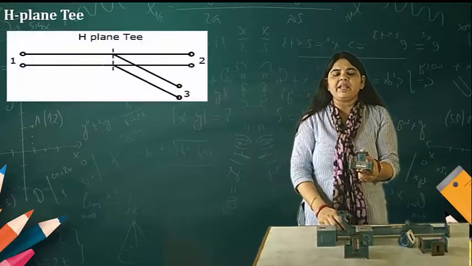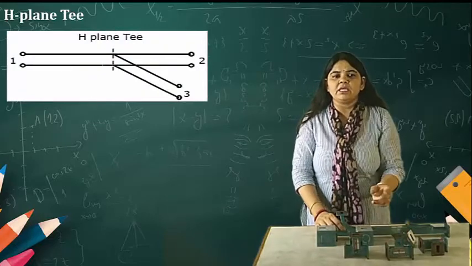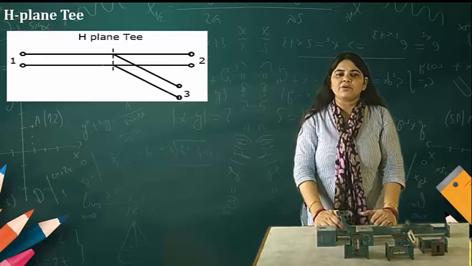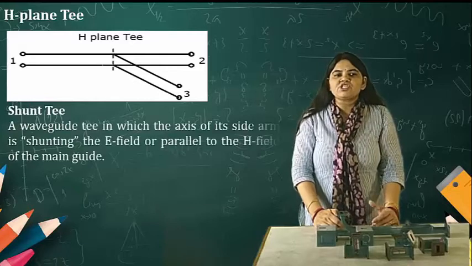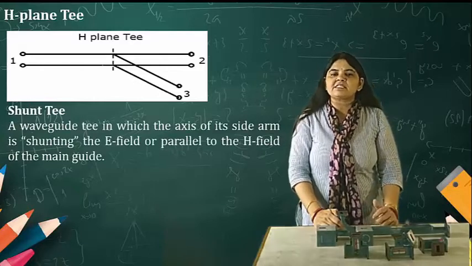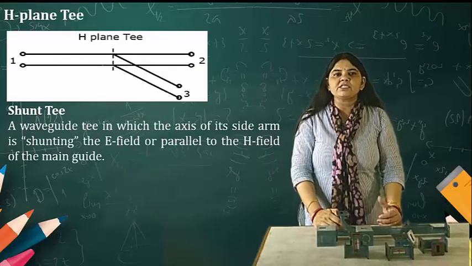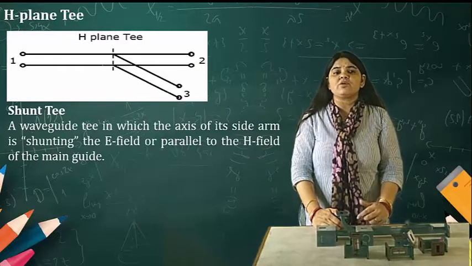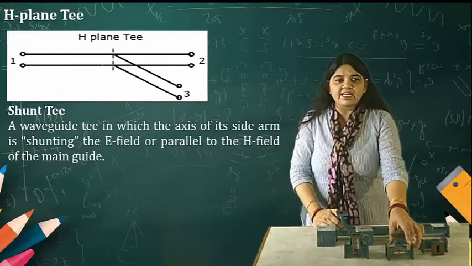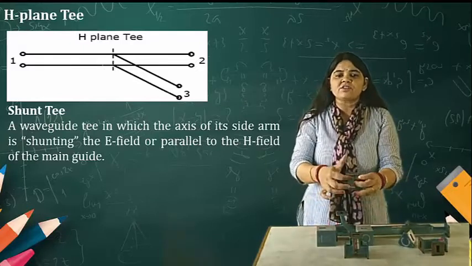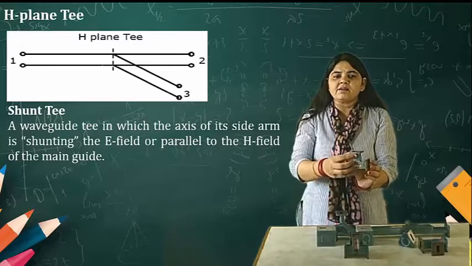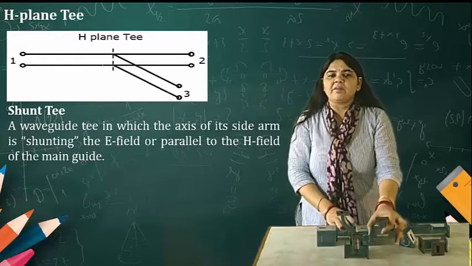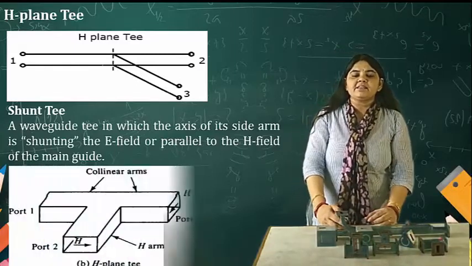Now we need to understand this H plane T in detail. In the diagram you can see port number 1, port number 2, and port number 3, and it is known as the H plane T. The H arm is connected in parallel, which is why it is known as the shunt T. The E plane T is known as the series T. This is a waveguide T in which the axis of the side arm is shunting the E field, or parallel to the H field of the main guide.